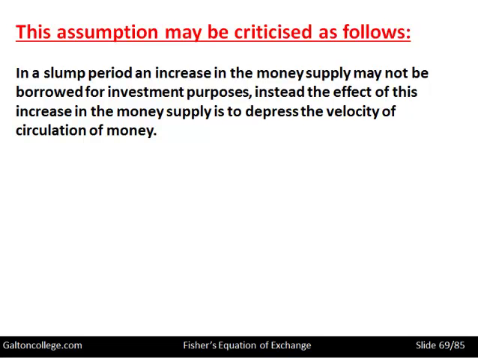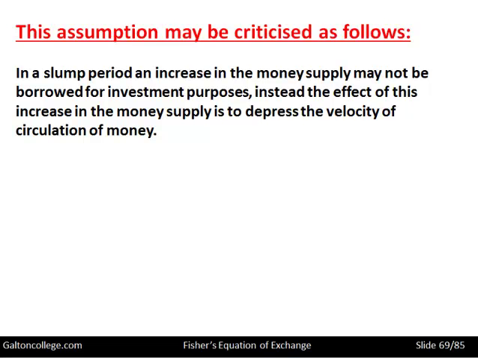In a slump period, an increase in the money supply may not be borrowed for investment purposes. Instead, the effect of this increase in the money supply is to depress the velocity of circulation of money. So, if it's a slump, then people don't want to invest. There's a slump in the economy, people are not making purchases, there's very little economic activity. So why would business people want to borrow money to make investments? They're not going to make a profit because there's little demand in the economy.